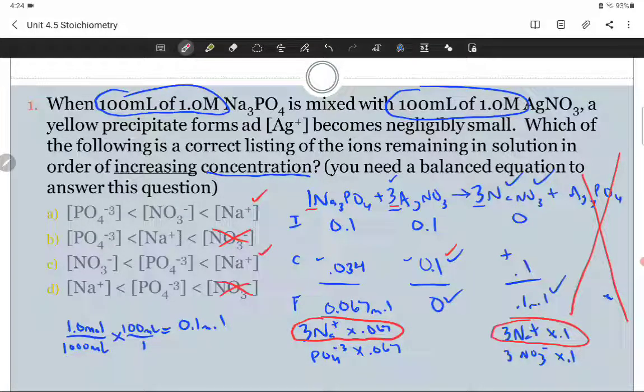So now we're down to A and C, and we just have to decide which one we'd like more, phosphate or nitrate. Which one has less, which one has more. Nitrate, 0.1 times 3, none left over. And then phosphate, 1 times 0.067. And I think of those two, we would have more nitrate. So nitrate has to be second, phosphate has to be first of the 3 that are listed. So that's how we got to that.